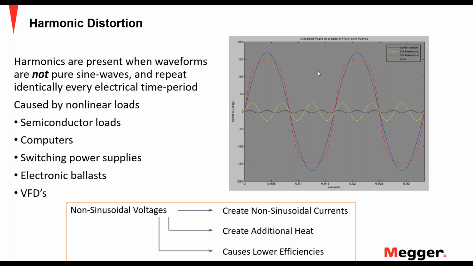So these are caused by nonlinear loads, semiconductor loads, computers, switching power supplies, electronic ballasts in lighting. VFDs are definitely a cause of harmonic distortion, and these cause heat. They create non-sinusoidal currents, create additional heat, causing lower efficiencies. So we don't want harmonic distortion in our power supply to our motors.